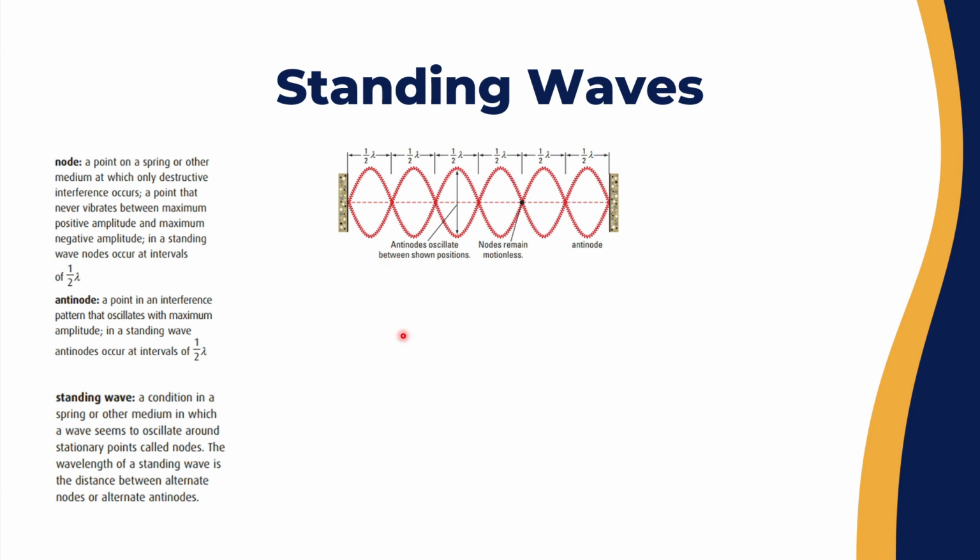There's something else called the antinode. An antinode is a point in an interference pattern, like here, that oscillates with the maximum amplitude, and we can define that standing wave antinodes occur at an interval of 1/2 lambda, or at half of the wavelength of that wave.